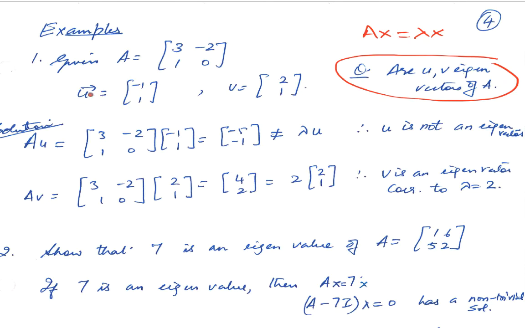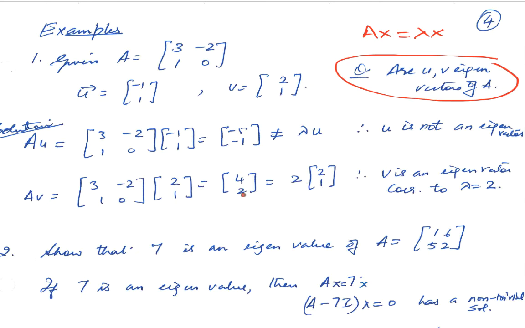So if I'm multiplying A with u, when we do it, we get minus 5, minus 1. I do not see any scaling of the vector u. So clearly u is not an eigenvector. Now let's go ahead and do A times v. Just simple matrix multiplication, guys. So we have A and we have v. When we multiply, we get 4 over 2.